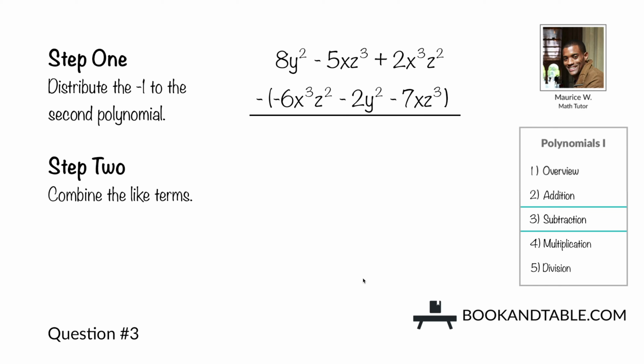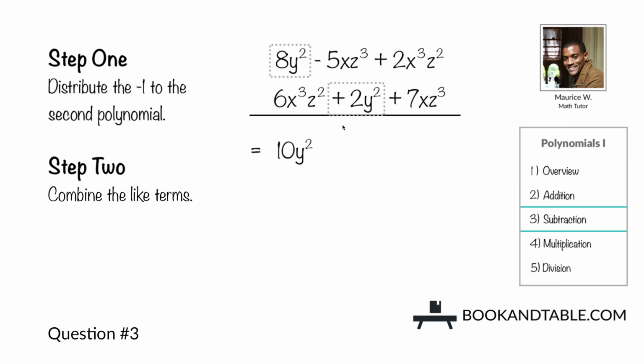In question number 3, we had 8y squared minus 5xz cubed plus x cubed z squared minus (negative 6x cubed z squared minus 2y squared minus 7xz cubed). When we distribute the negative 1 to the second polynomial, negative 6 becomes positive 6, negative 2 becomes positive 2, and negative 7 becomes positive 7.